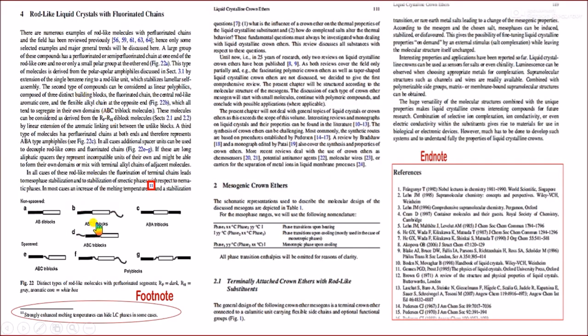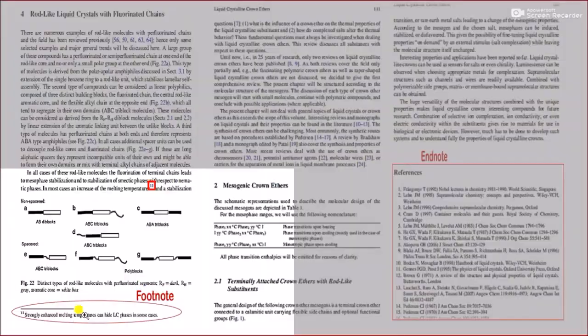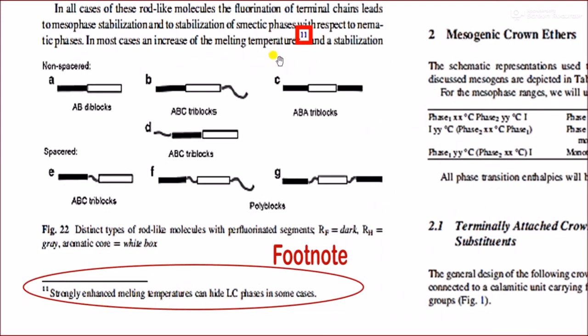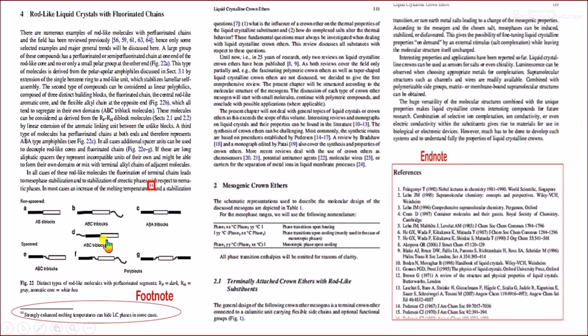On the first page here, you can see some information appears at the bottom of the page. Here you can see the superscript number 11 and its information is given at the bottom of the page. Strongly enhanced melting temperatures can hide liquid crystal phases in some cases. So this is called a footnote. That means the information is provided at the bottom of the same page.